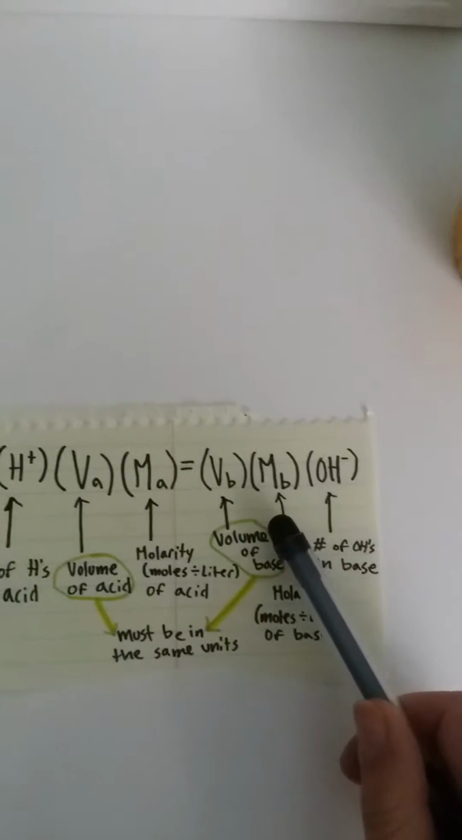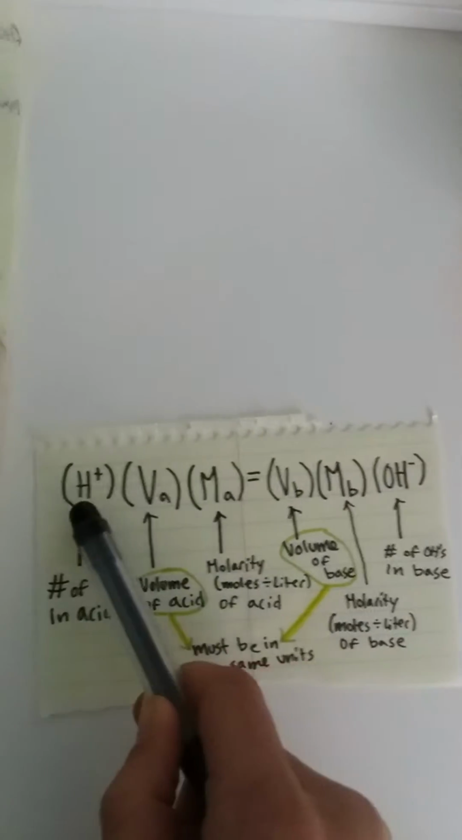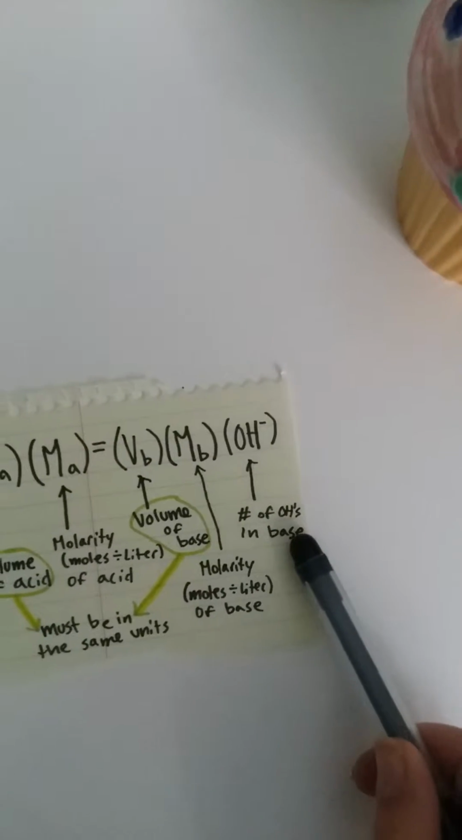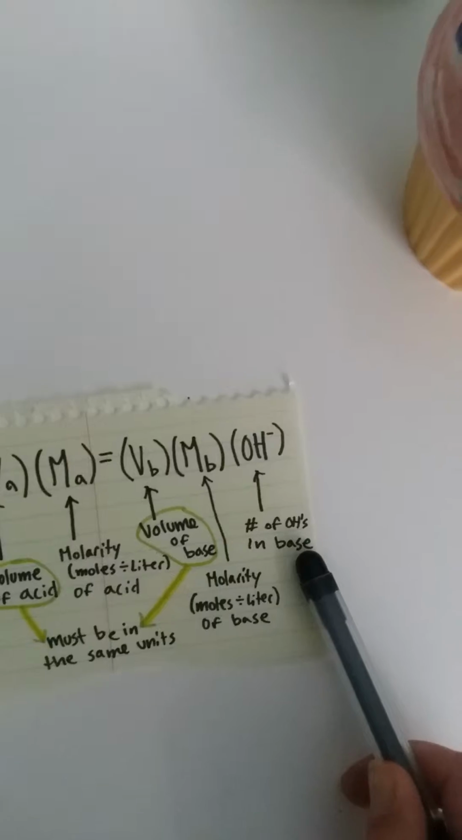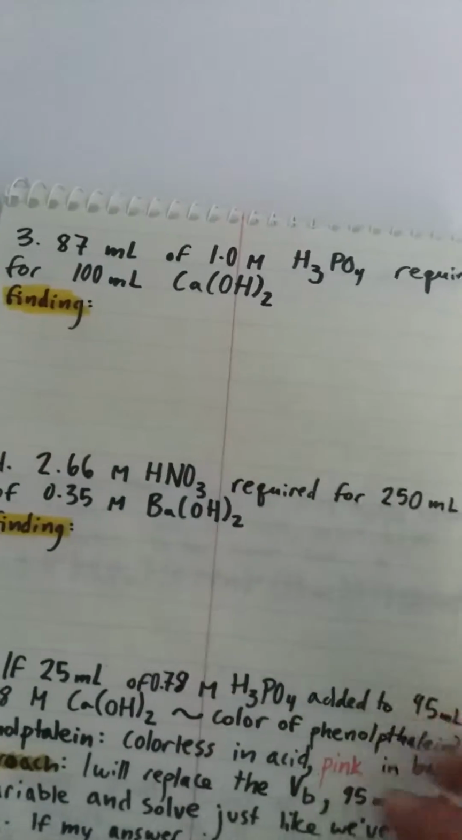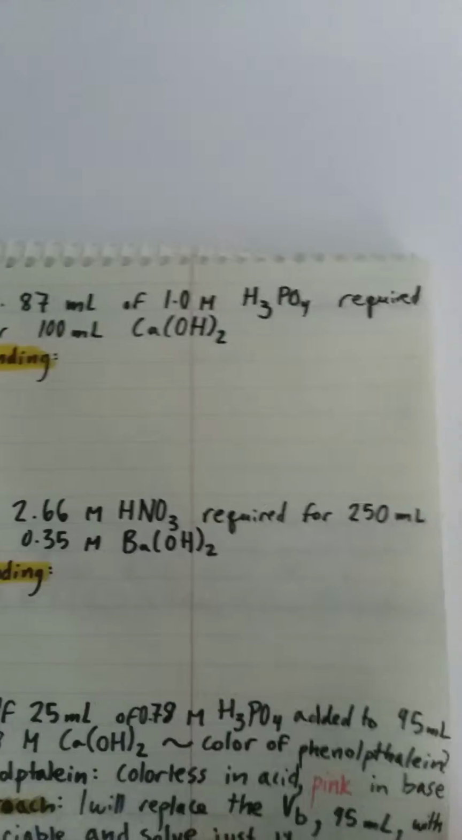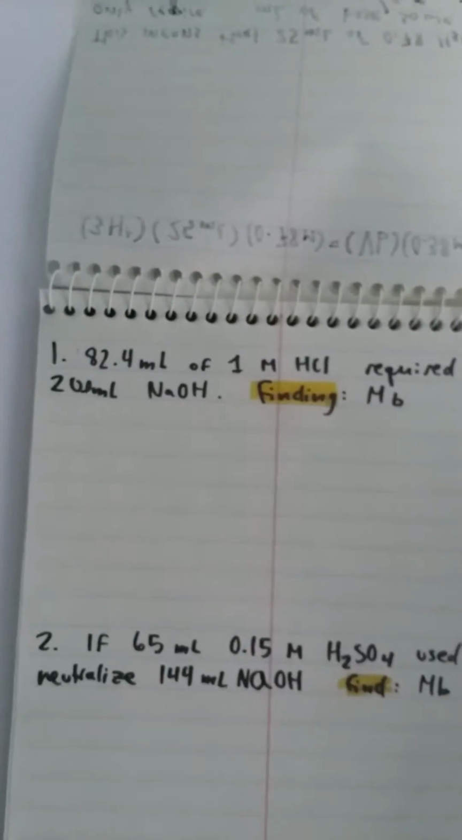Molarity again. And I'm pretty sure the B's and the A's, just because this is the acid side and that's the base side of the equation, it's just to help you tell them apart. And again, for this, the number of OHs in your base. So for NaOH, there's only one, or for like CaOH, there's two. So we just have to account for that. I think it'll make more sense once we start to do the problems.